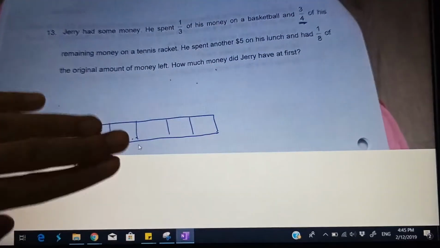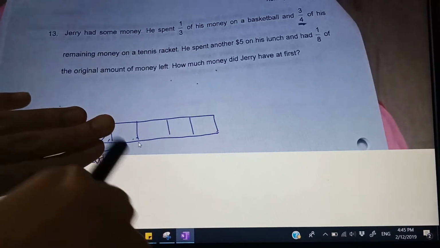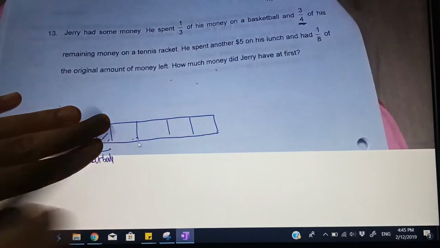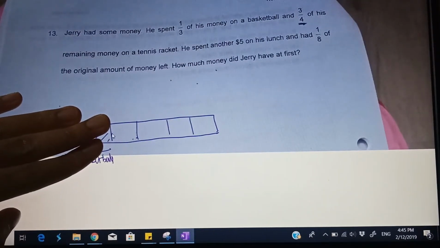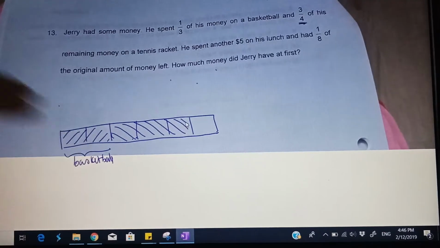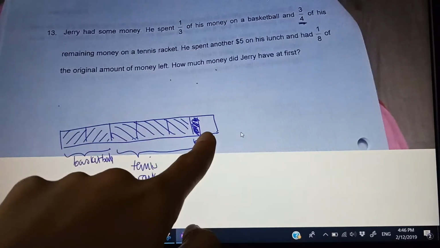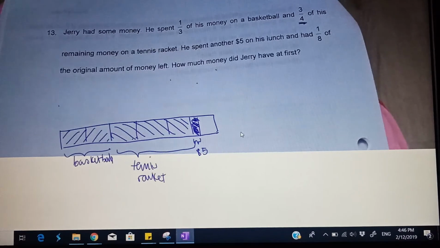3/4 of his remaining money. So he spent on basketball, right? This is what he has left. 3/4 means, look at the numerator, 3 units. He used 3 units on a tennis racket. Then he spent $5 on lunch. And this, what he has left, is 1/8 of the original amount.